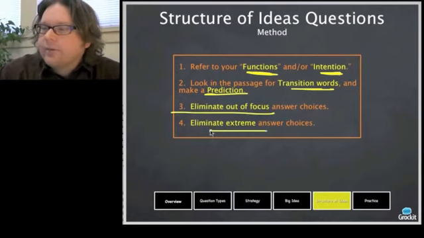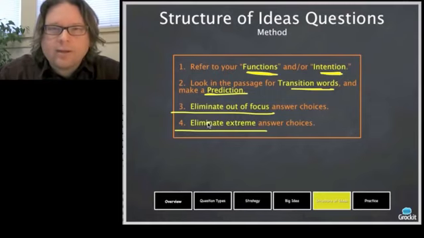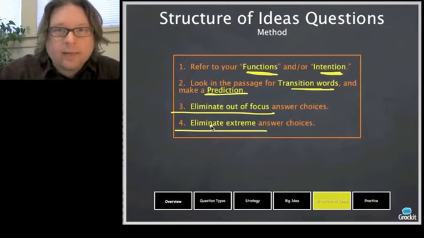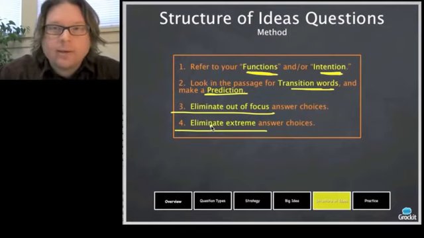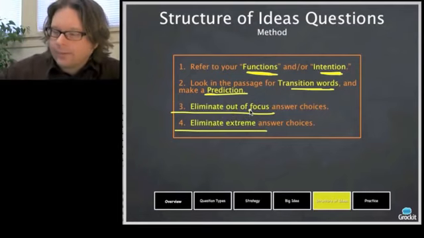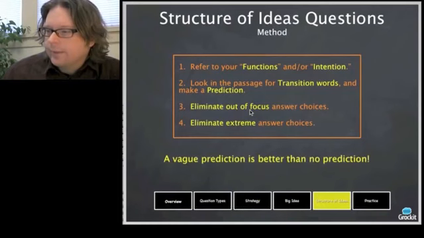Eliminate answer choices that are out of focus. And again, extreme answer choices are not usually right. Eliminate them or mark them in some way so that you aren't as tempted by them. If all that's left is extreme answer choices, you do need to consider them, or if the passage itself was extreme, but it's less likely. And again, a vague prediction is better than no prediction.